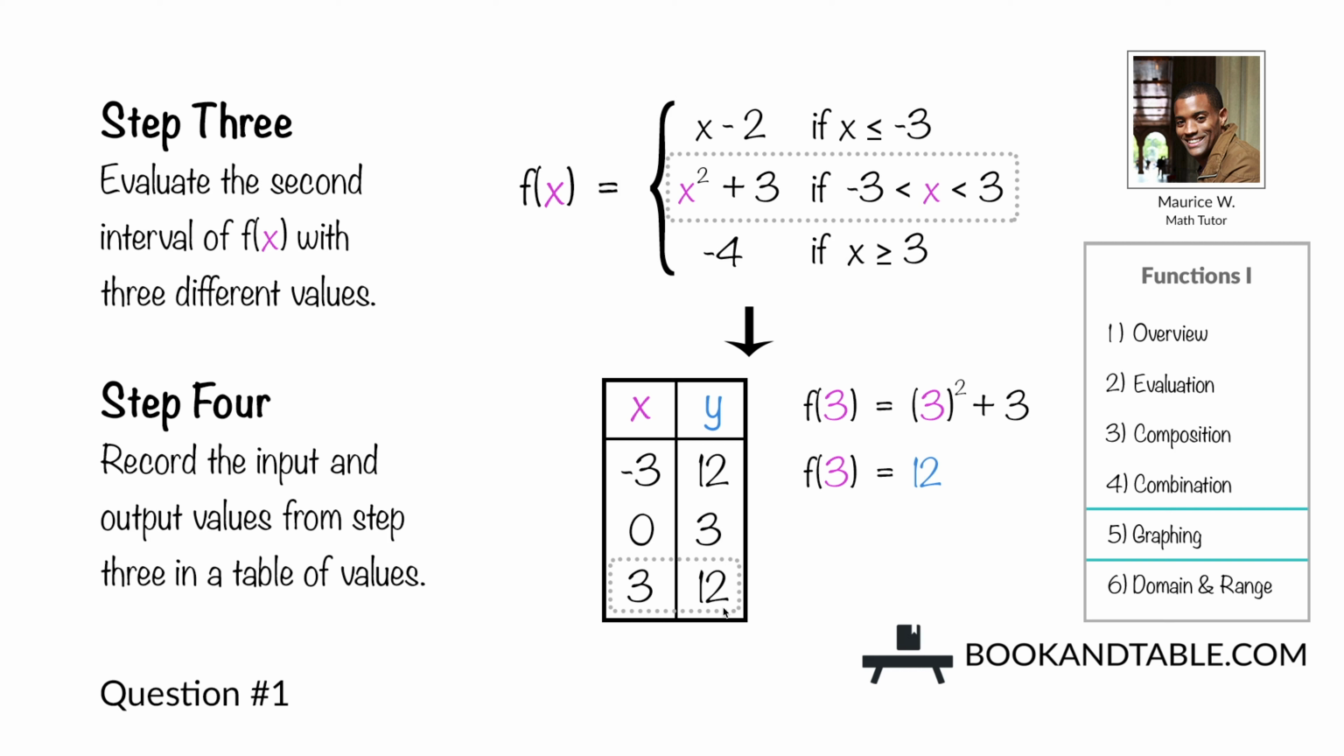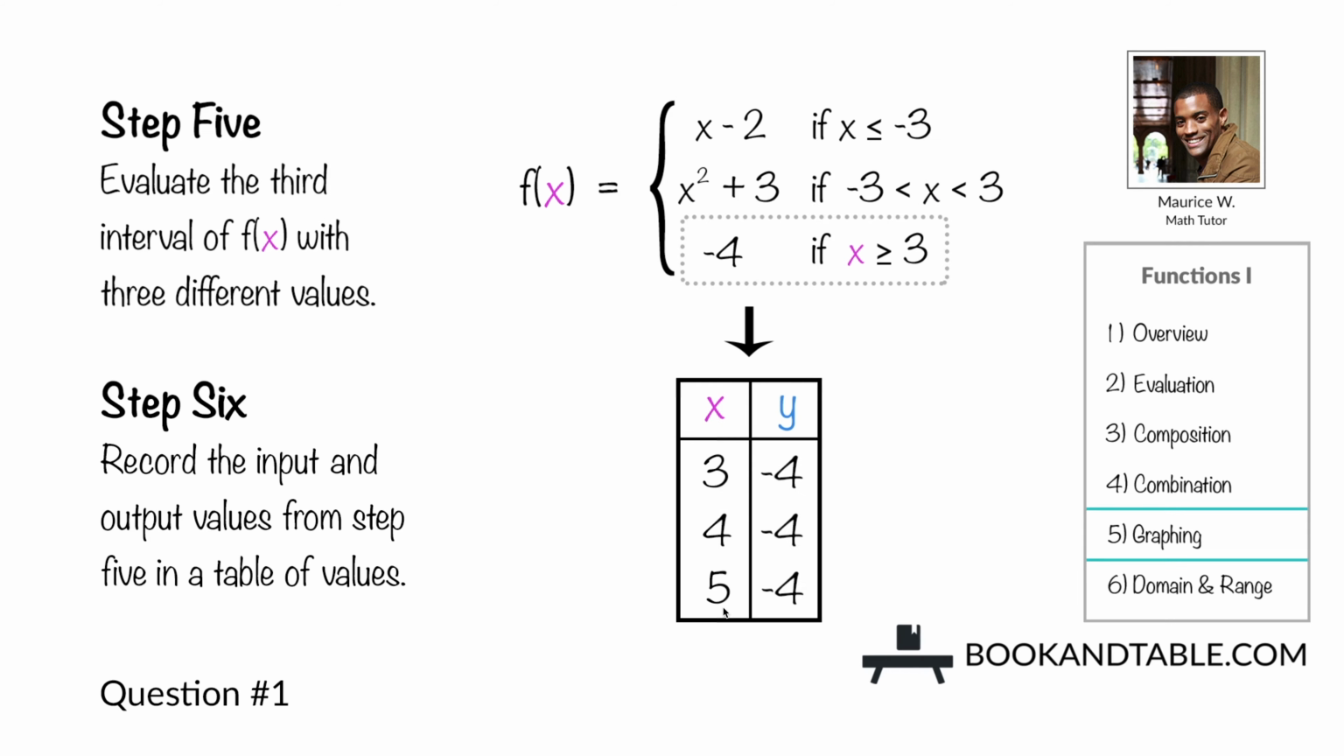And now that we have 3 points for the second interval, we can now work on the third interval. So step 5, evaluate the third interval of f of x with 3 different values. And then step 6, record the input and output values in a table of values. For this one, the function always has a value of negative 4 if x is greater than or equal to 3. So when x is 3, 4, 5, or any larger number, the value of the function, or the y value, is consistently negative 4. So this is the table of values for our third interval.